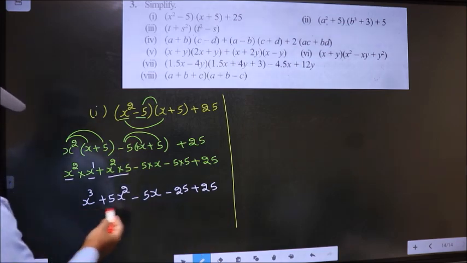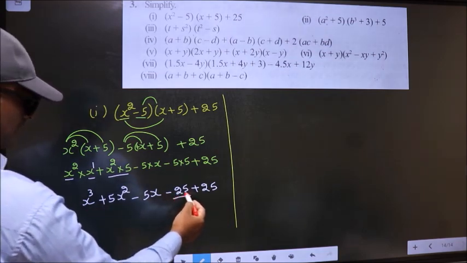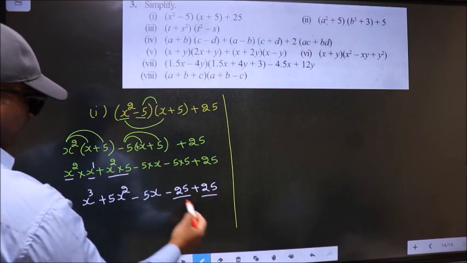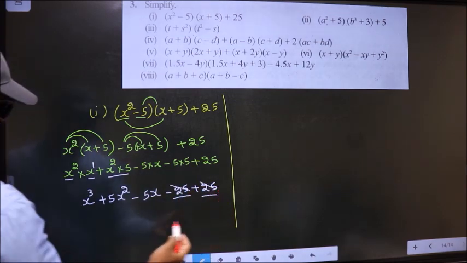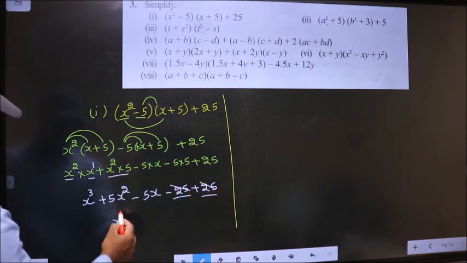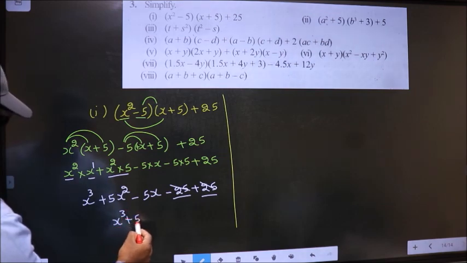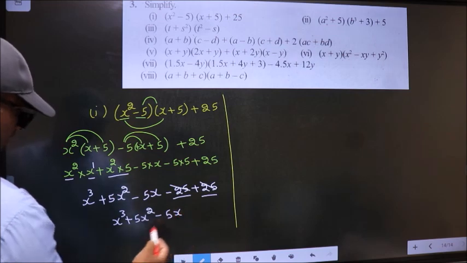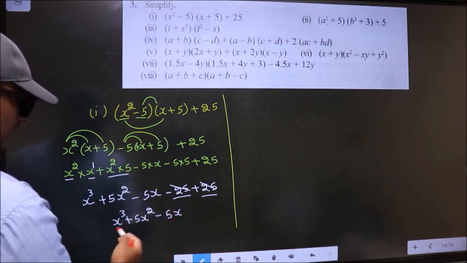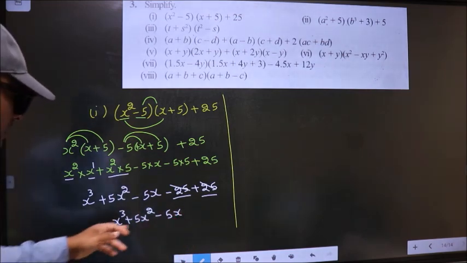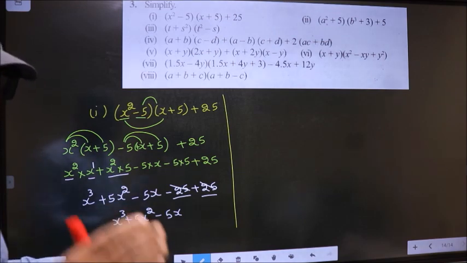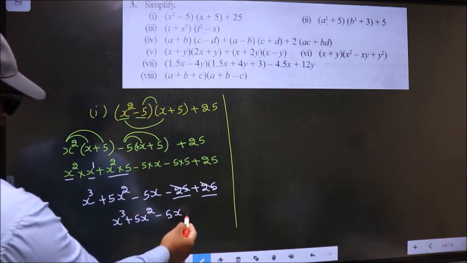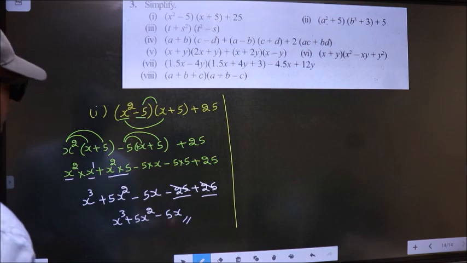Now in this expression we have minus 25 and plus 25, so they cancel out. So we are left with x cube plus 5x square minus 5x. We don't have any like terms, so this cannot be simplified further. So this is our answer.